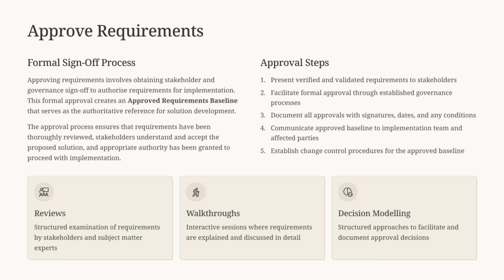Common approval methods include structured reviews, detailed walkthroughs where requirements are explained in context, and decision modeling to record rationale behind acceptance. For instance, in a healthcare system rollout, every approved requirement related to patient data privacy must have been reviewed by compliance officers before it proceeds. This ensures not only alignment, but legal and ethical assurance. Approval brings the cycle full circle. Requirements are now validated, accepted, and ready for implementation.